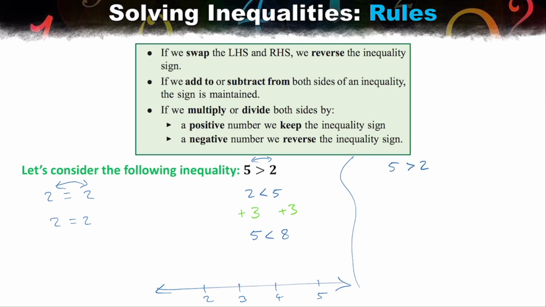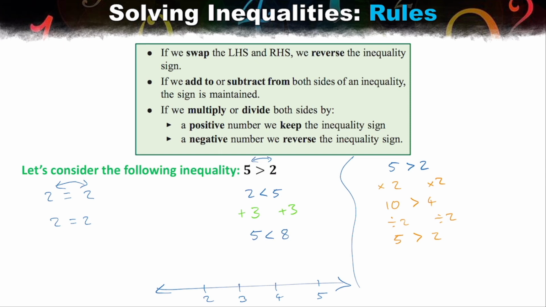Similar is true when we're multiplying or dividing by a positive number. So let's just say that I wanted to multiply this side by 2 and this side by 2. Well, when I do that, I would get 10 and I would get 4. And 10 is still greater than 4, so that worked. And if I did the opposite, let's say I divided by 2, well, obviously I'd get back to where I was, 5 and 2, and 5 is greater than 2.